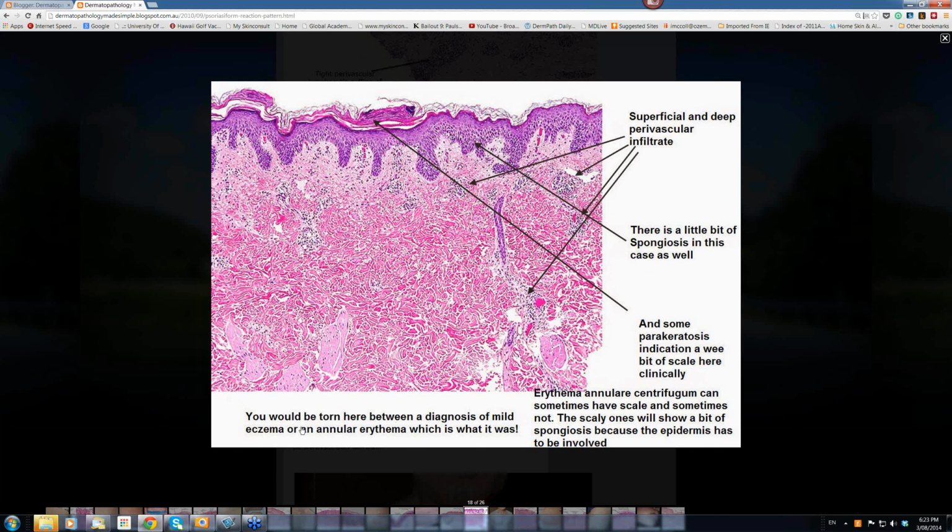You'd be torn here between a diagnosis of mild eczema or an annular erythema. You probably would with that degree of spongiosis.